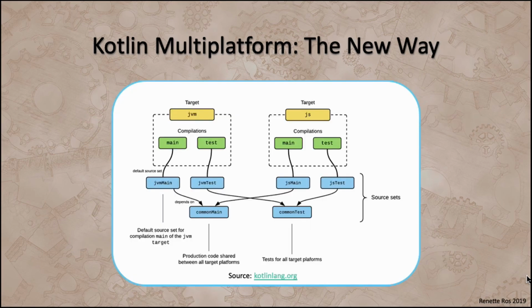So basically what we have, this is a little diagram Kotlin Lang website uses to explain the structure. You have your targets, in this case JVM and JavaScript. Each of those have main and test classes with source sets. And then there's also a common module that everything is dependent on. This is pure Kotlin code that's shared between everything.